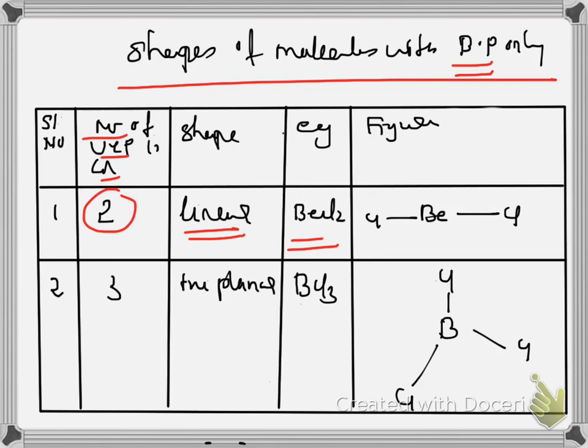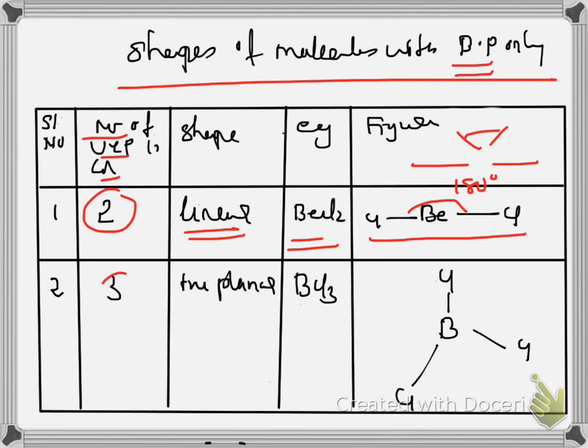So these pairs, when placed like this, will repel. To minimize the repulsion, one is oriented here and one is here, or simply they have to orient in opposite directions. So we will get a linear structure, and the bond angle is found to be 180.